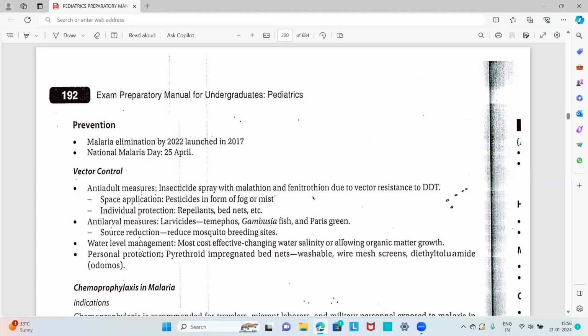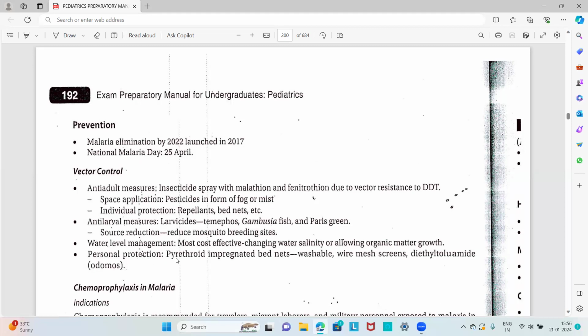And anti-larval measures like larvicides, that is Stemophos, Gambusia fish, and Paris green should be given. The source reduction, reduce mosquito breeding sites as possible. Then water level management, that's most cost effective, is changing water salinity or allowing organic matter growth.